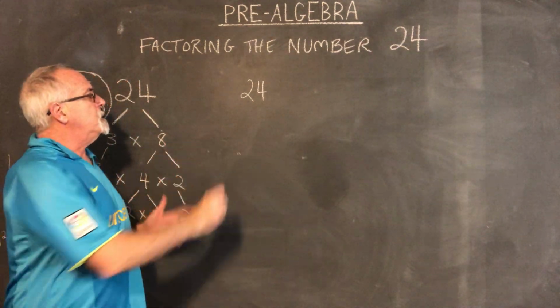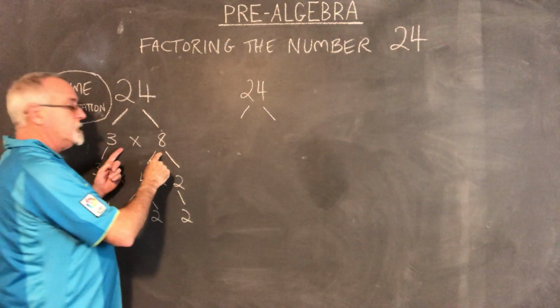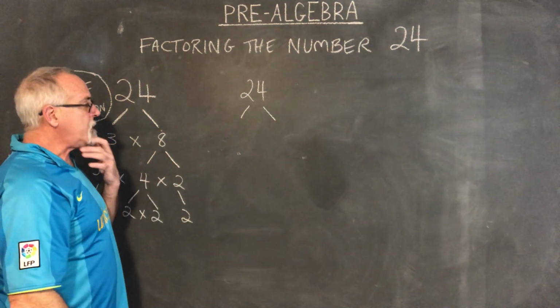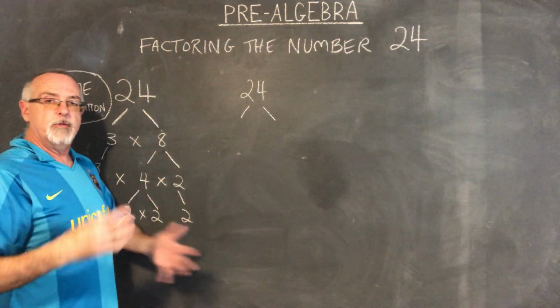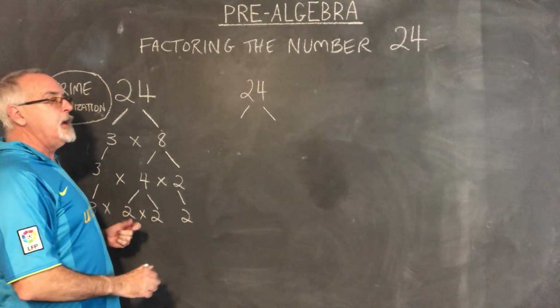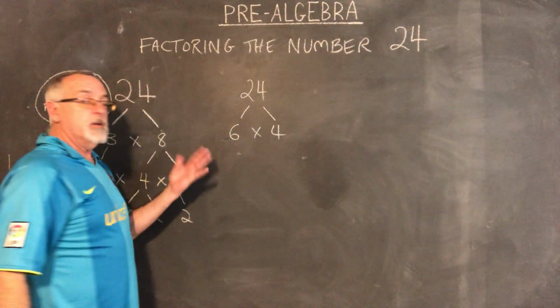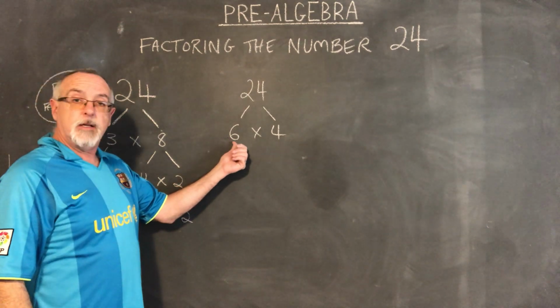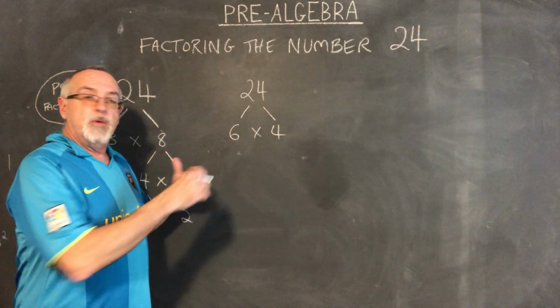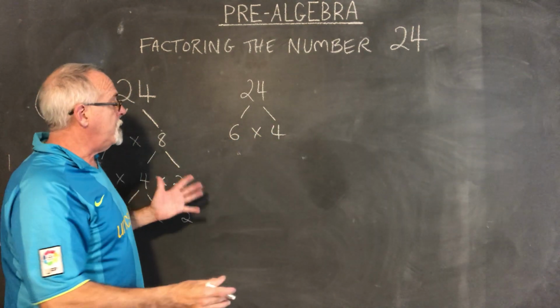So what I want to do is I want to do it differently, which means I'm not choosing 3 and 8 to start with. I'm going to choose anything else I want. And we remember all these factors we were talking about. How about 6 times 4? And then we do the same thing. Okay, what's the factors of 6? What's the factors of 4? And we show the branches and we write them.